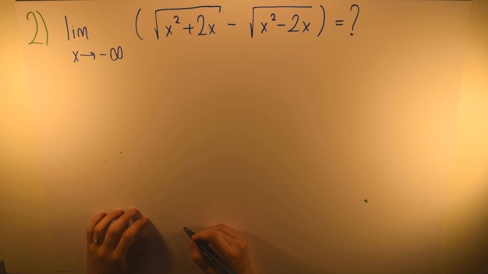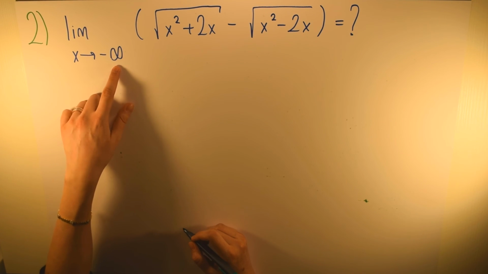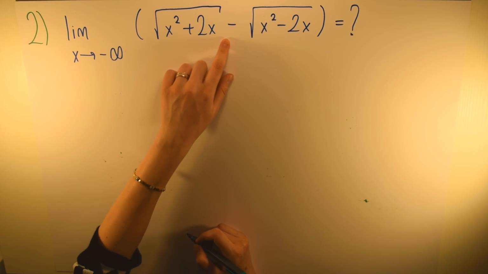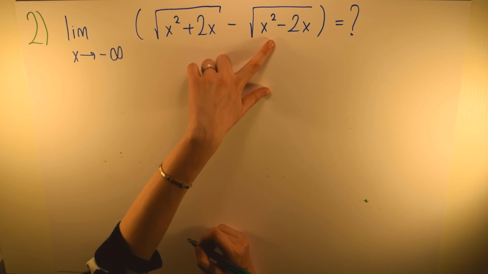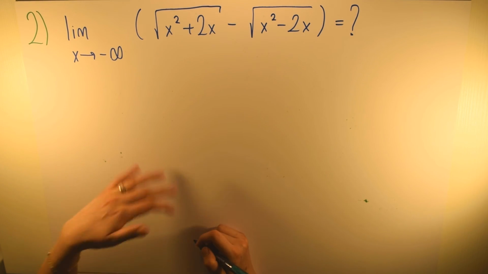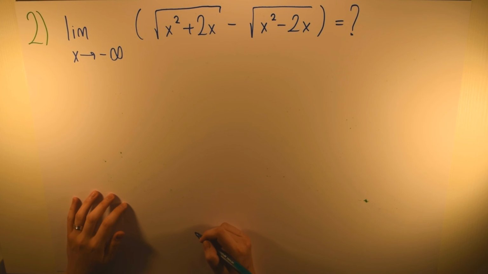Let's continue with our second question. Here we have the limit as x approaches minus infinity of the square root of x squared plus 2x minus the square root of x squared minus 2x. When you see roots, usually try to solve by multiplying and dividing by the conjugate. So let's do that.